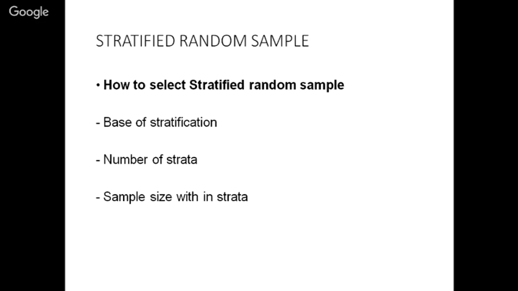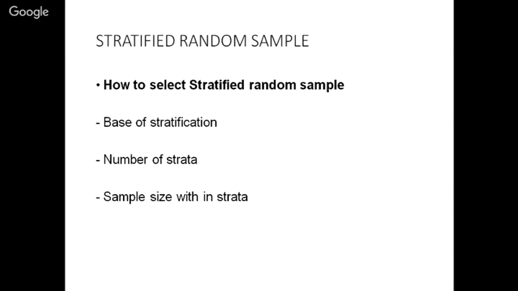How to select a stratified random sample? First, what is the base of my stratification? Base of the stratification means what characteristics should be used to divide the population into different strata. And when we are going to construct strata for that particular population, first, the strata formed from that population must be homogeneous in nature. Within the strata, there must be homogeneity.